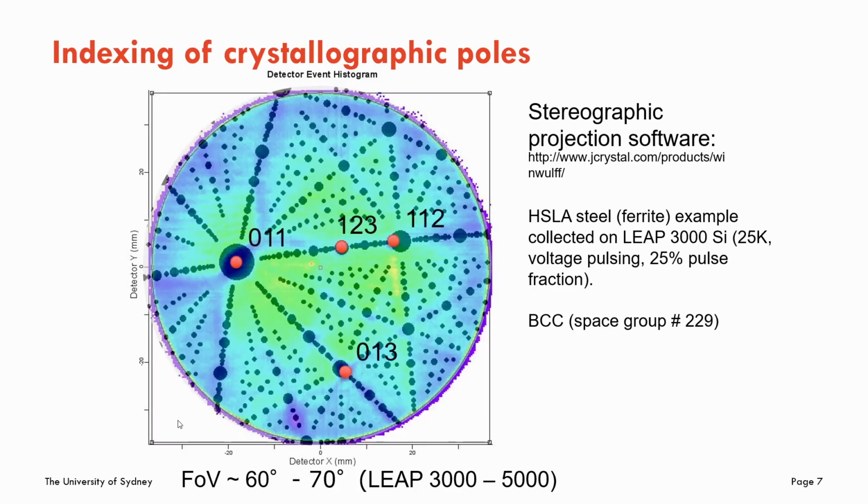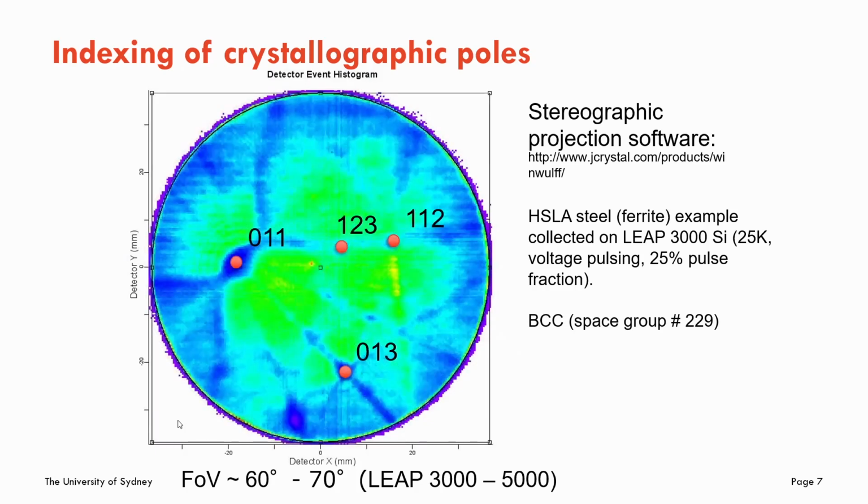And then we can identify what these poles are. And so I've just identified them there. So the field of view for the LEAP series, between about the 3,000 and 5,000, is around 60 to 70% usually, if you haven't overfilled the detector. Older 3000 models are actually a little bit less than that, probably sort of 40, 50 degrees field of view. But that's also important to know when you're trying to index the poles. Otherwise, it's going to be hard to match up the patterns.